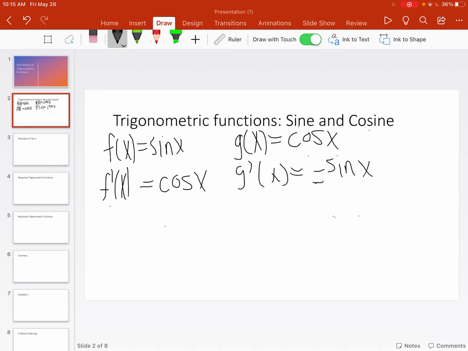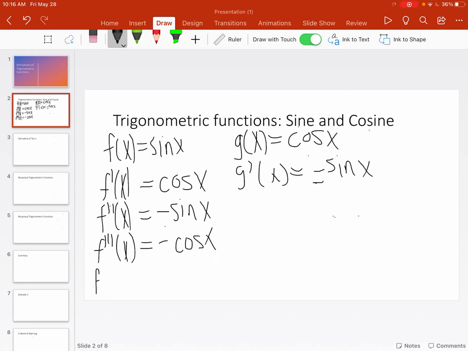Otherwise, it could have been a nice loop. However, we actually do have a nice loop, because let's take the second derivative of f of x. So what's f double prime of x? Well, what's the derivative of cosine x? It's negative sine x. Now let's take the third derivative. What's the derivative of sine x? Well, we have the negative sign up front. The derivative of sine x is cosine x. Let's take the fourth derivative.